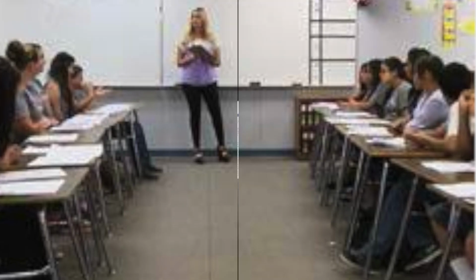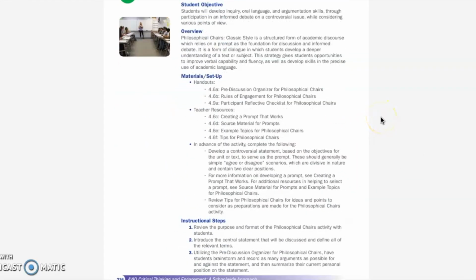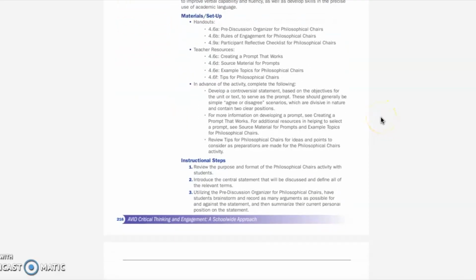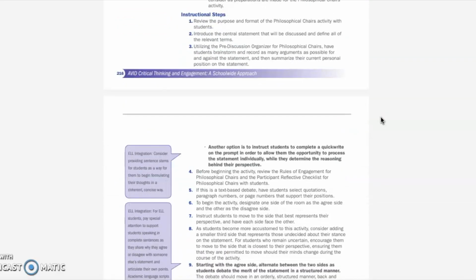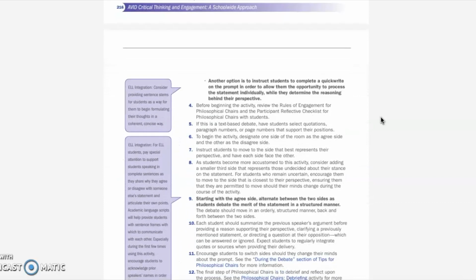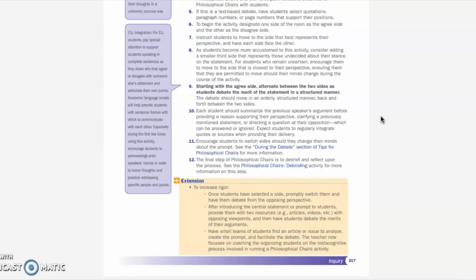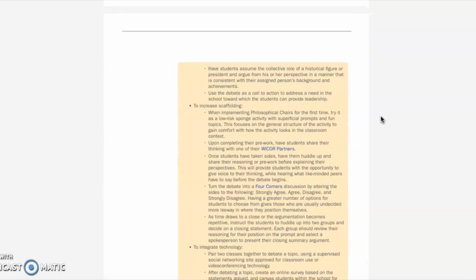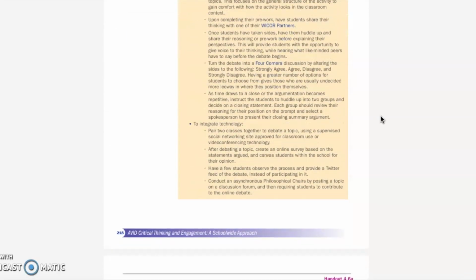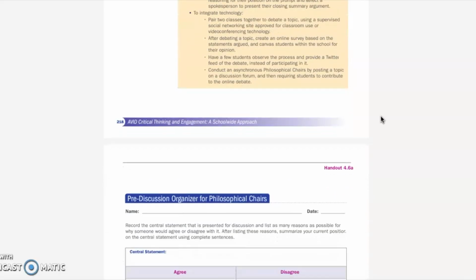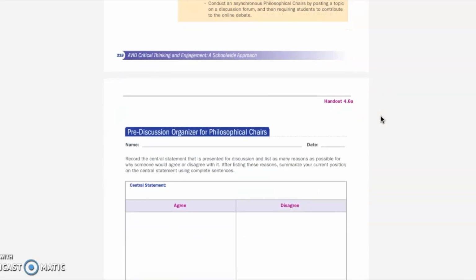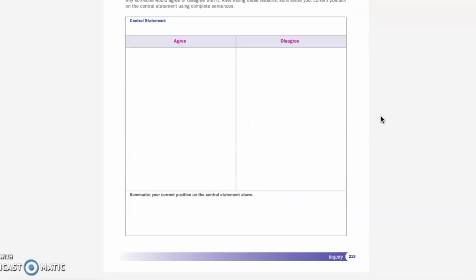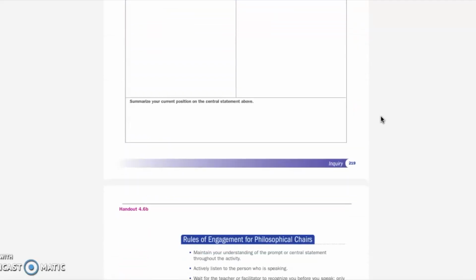Personally, I've used philosophical chairs a lot. I generally start with something really non controversial, just something simple, like a really low stakes issue, like maybe cell phones should be allowed at school. And students can research both sides. They have to research reasons why they believe that they should or why they should not.